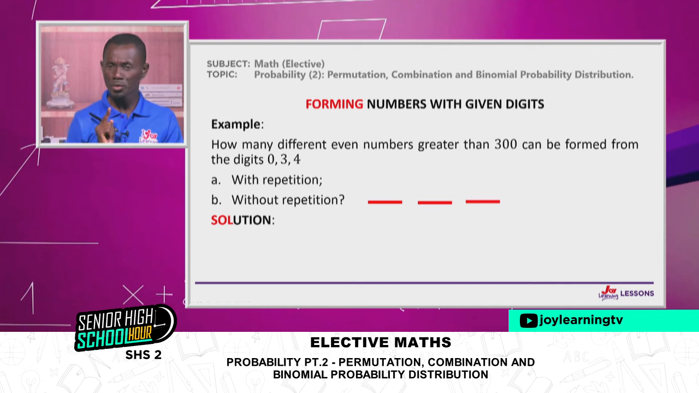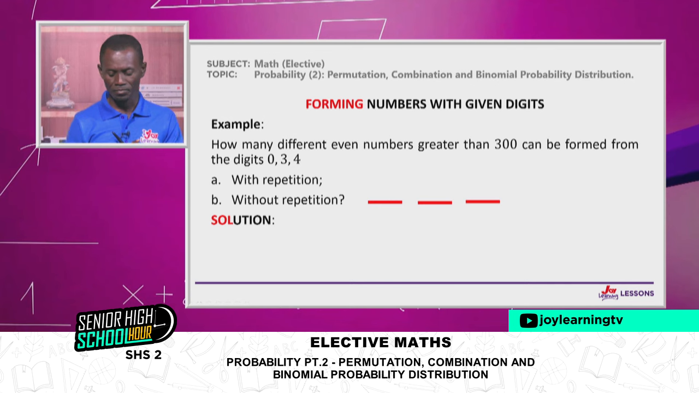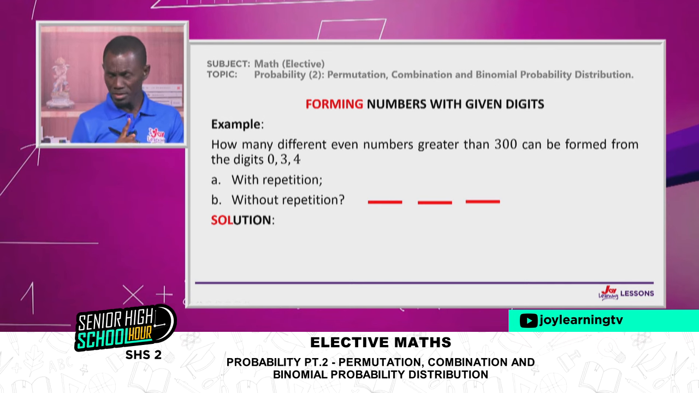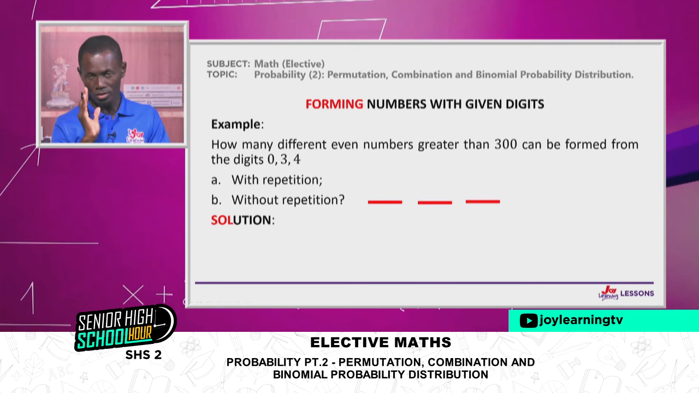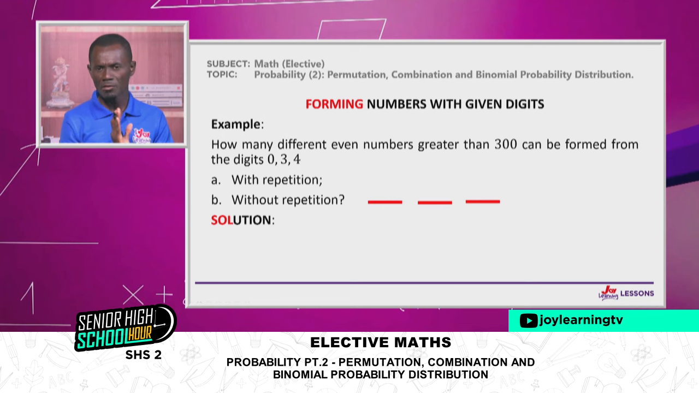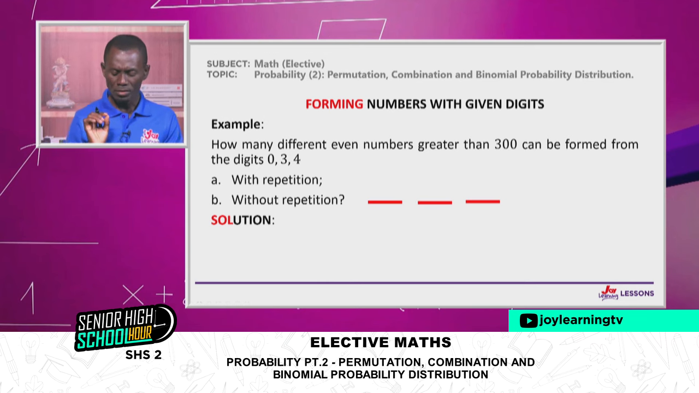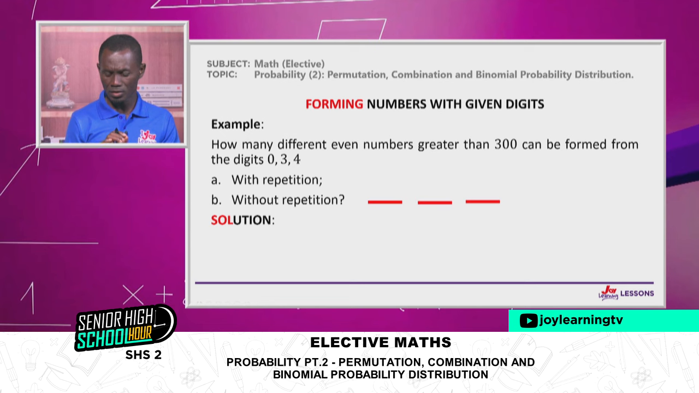And the number has to be greater than 300. And it has to be even. So what I must do must be a careful thought. And please, for each question, it comes with its own thought process. So here, I'm going to begin. I know that 3 must begin, or 4. So let's begin with 3.